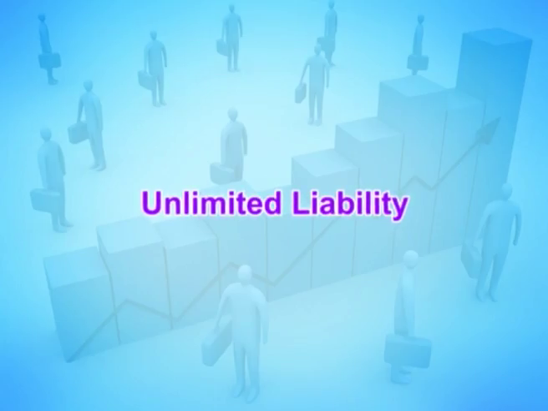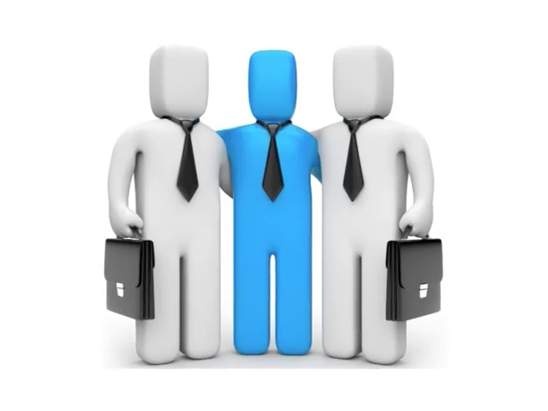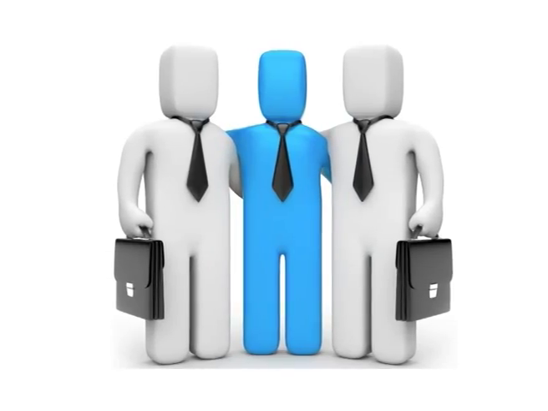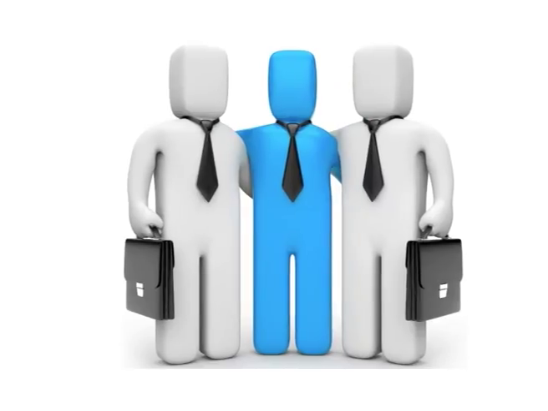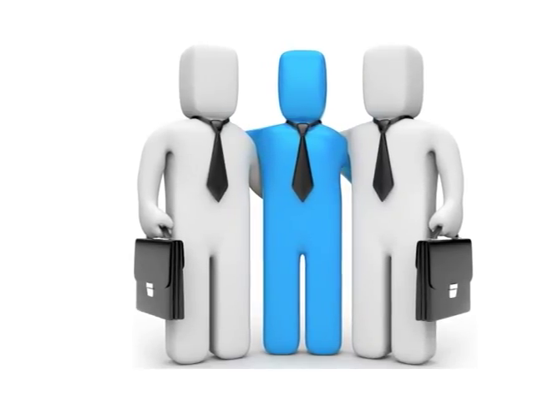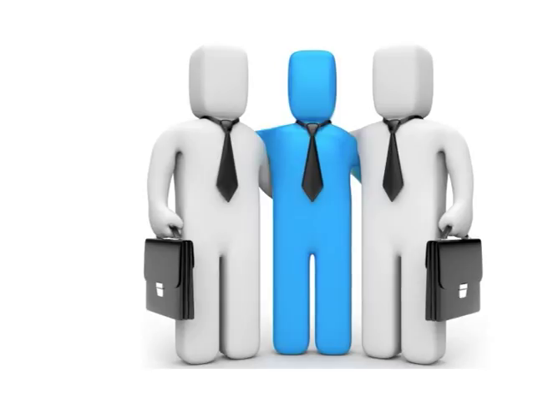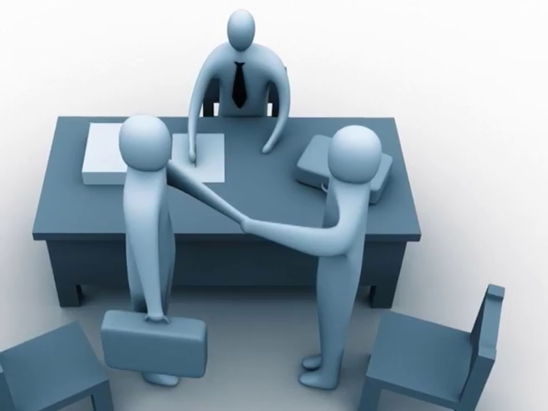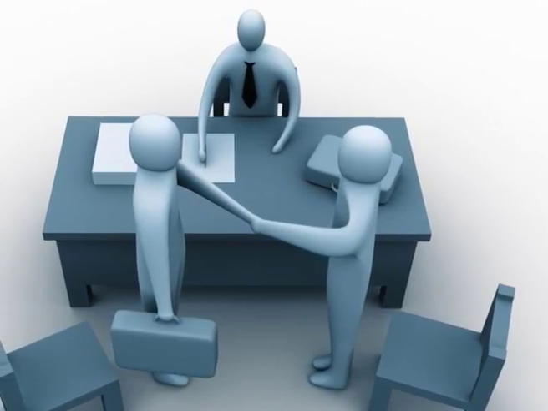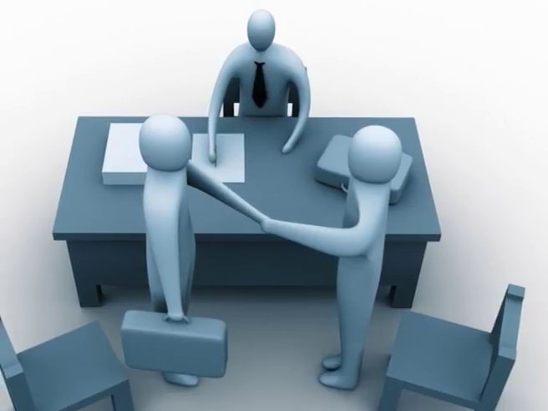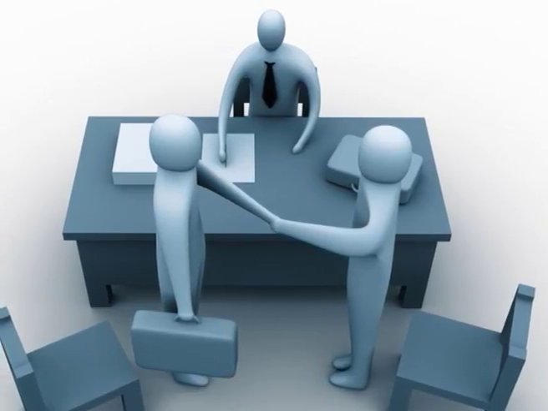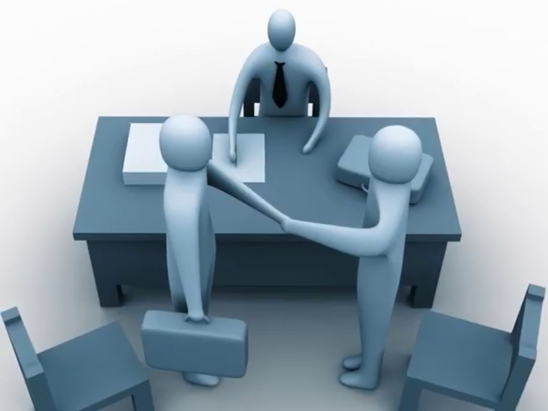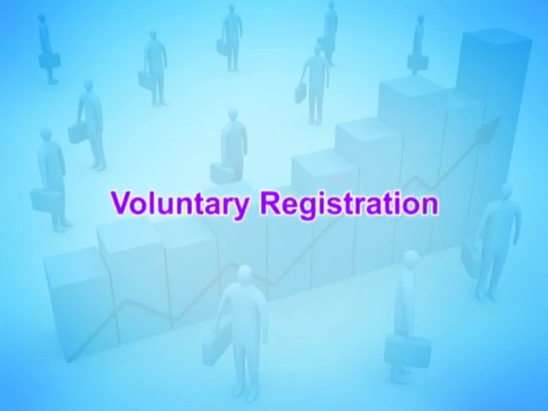Next is the unlimited liability. The partners of the firm have unlimited liability. They are jointly as well as individually liable for the debts and obligations of the firm. If the assets of the firm are not sufficient to meet the firm's liabilities, the personal properties of the partners can also be utilized for this purpose. Voluntary registration.